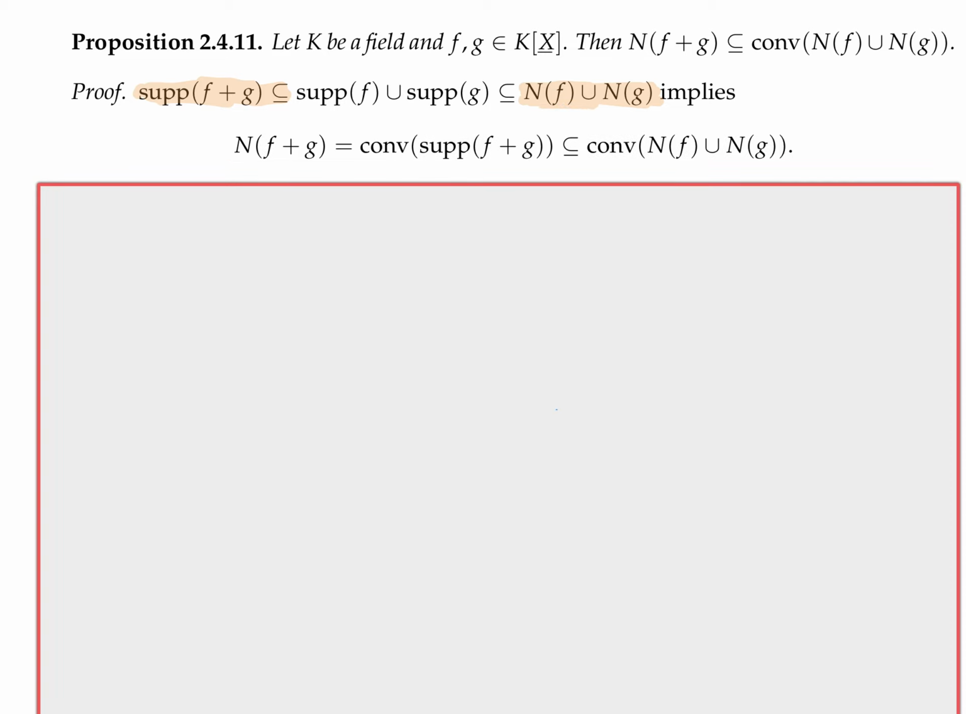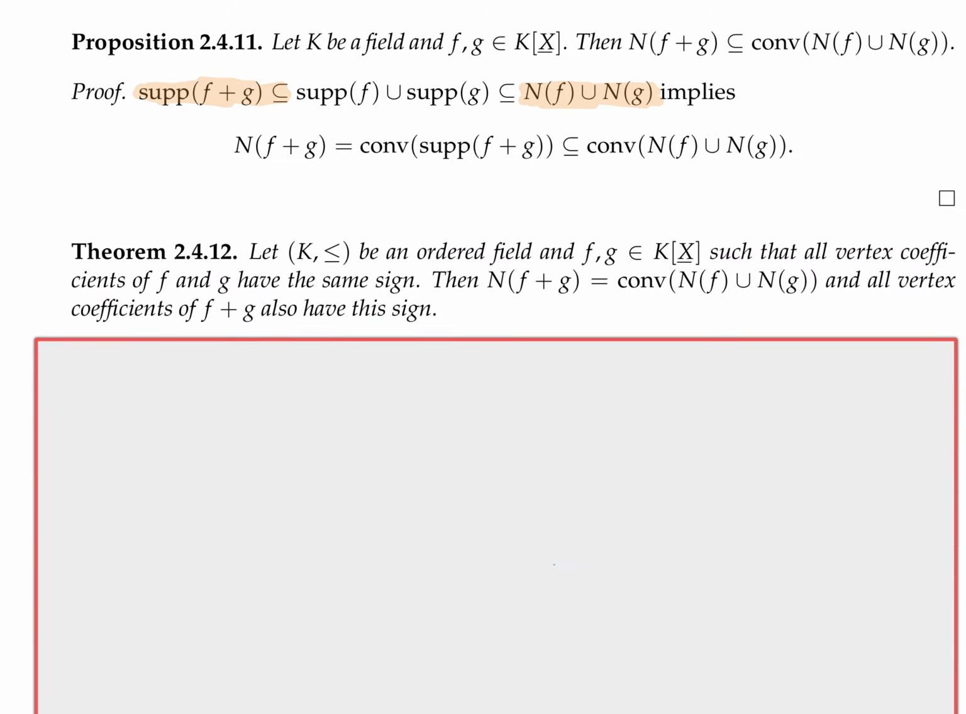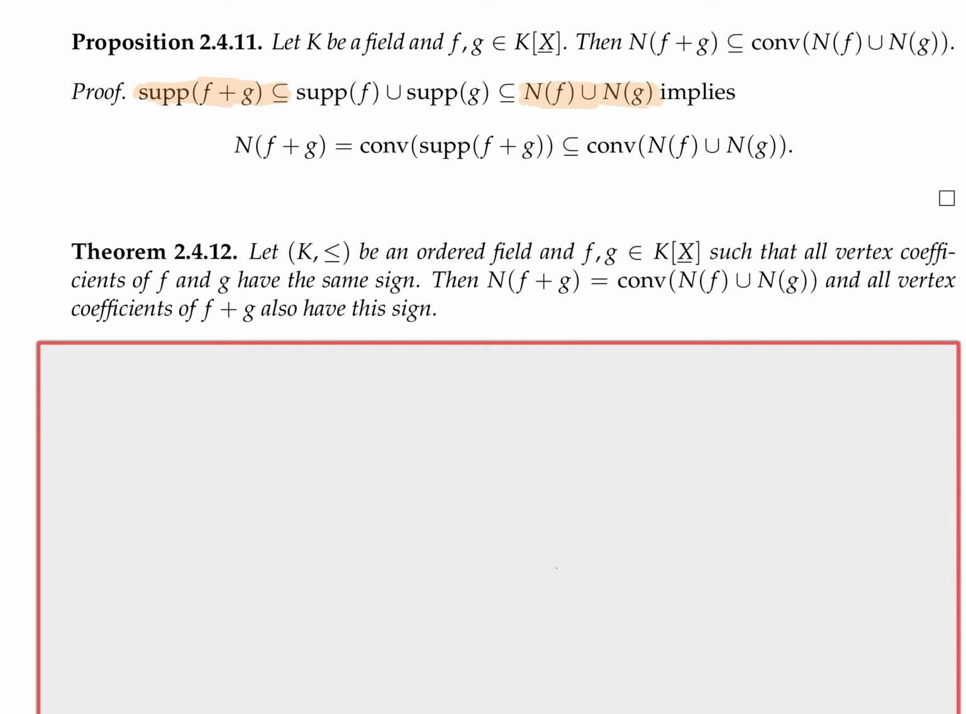and therefore I have this. Okay. So next thing. So yeah, in general, I have only inclusion here, and it's clear that, for example, if g is minus f, then f plus g is the zero polynomial, and the Newton polytope of the zero polynomial is empty, right? So in general, you certainly don't have equality here.